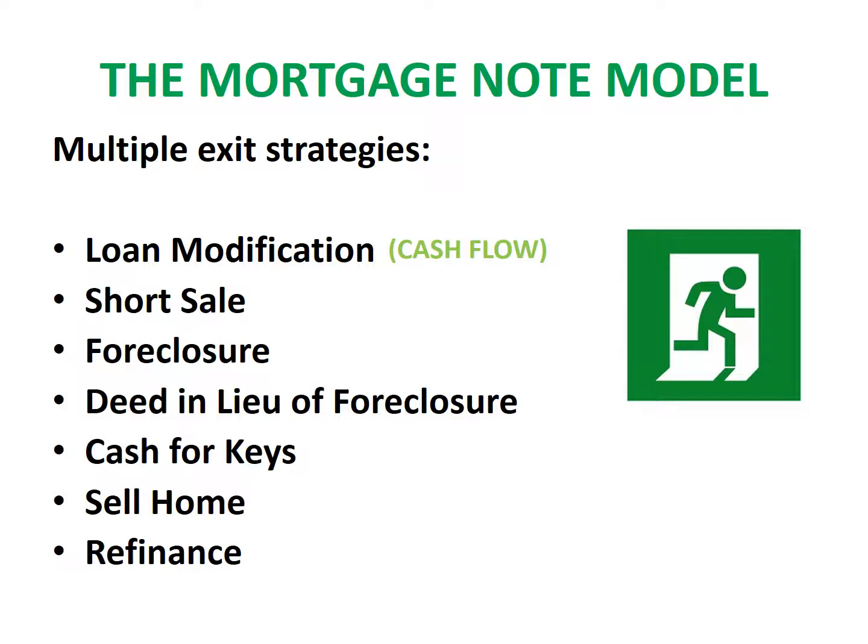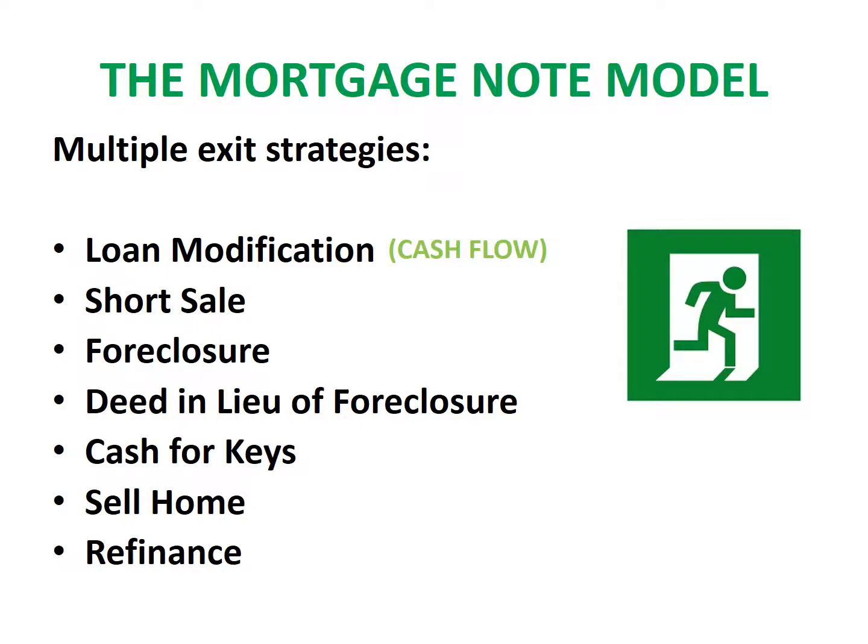You can also do a deed in lieu of foreclosure. Instead of foreclosing, you ask the homeowner to sign the deed to the house over to you as the lender. You can also do cash for keys. Cash for keys is similar to deed in lieu of foreclosure, but it means that you give the homeowner some cash for them to move out of the property and sign the deed over to you. Once you have the deed to the property, you can also sell the property on the open market.